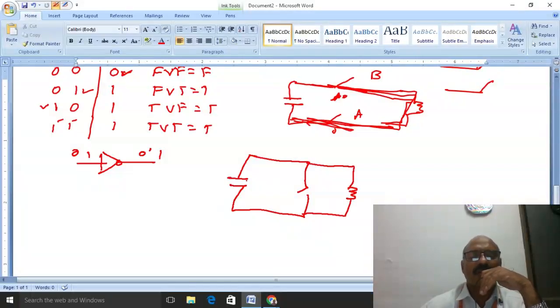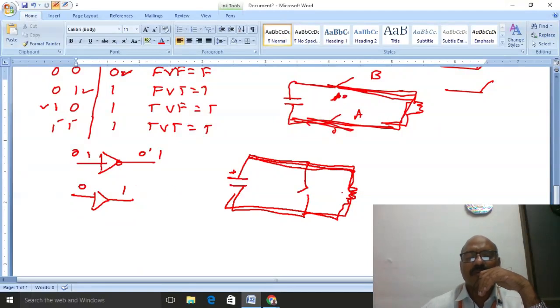Suppose now we supply the power, that means on. The switch is off, that means here we are giving 0. In this way the current is supplied and the light glows, that is on. Suppose we close this switch.